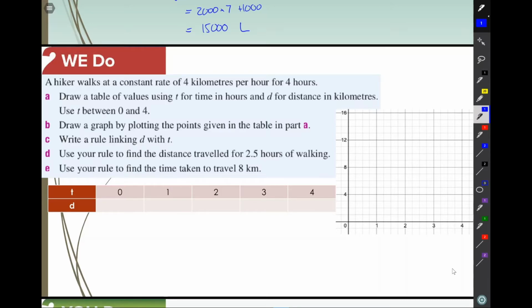Okay, so I've got our graph ready here. Now, it doesn't say, but when the hiker starts hiking, their distance is 0, because we're looking at how far they are from where they started. And then they walk 4 kilometers per hour. So for every hour that goes by, we're adding on 4 kilometers.